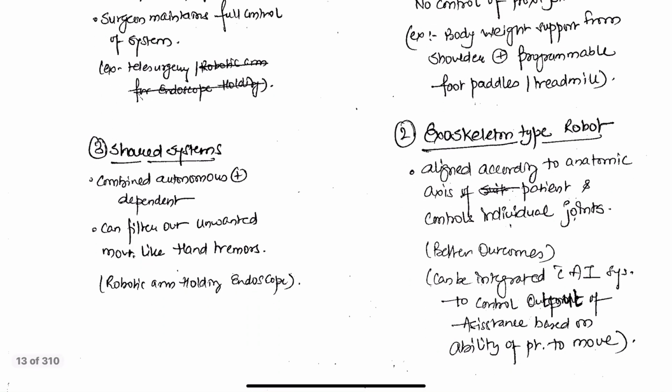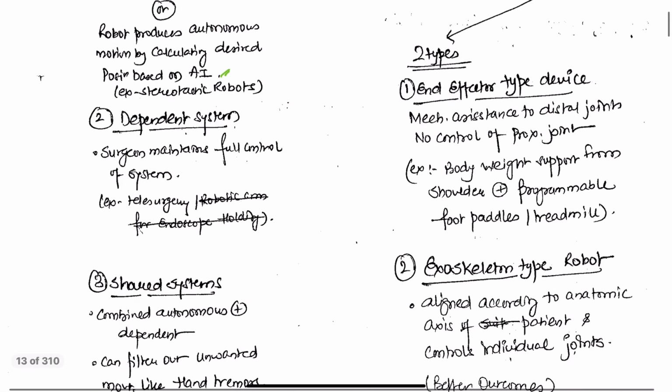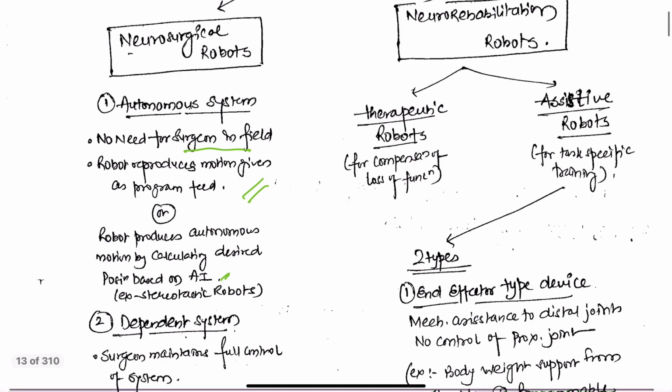Now there are shared systems. A shared system is where there is a combined autonomous plus dependent system, so it can filter out unwanted tremor and hand movements, like a robotic arm holding an endoscope. Now coming to neurorehabilitation robots, there are two types.